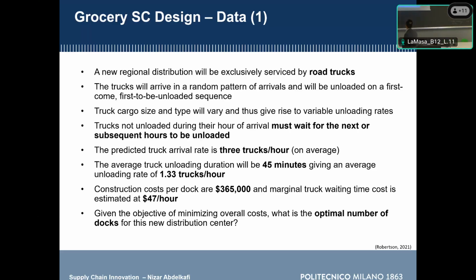Then, given the objective of minimizing overhead costs, what is the optimal number of docks for this new distribution center? You see, we have a lot of data. So how could we use all of this data in order to determine the number of docks? If you try to do it via calculation, you will not solve anything. You cannot solve the problem analytically. Analytically means that you would have one optimal solution, the number of docks that minimizes the total cost.